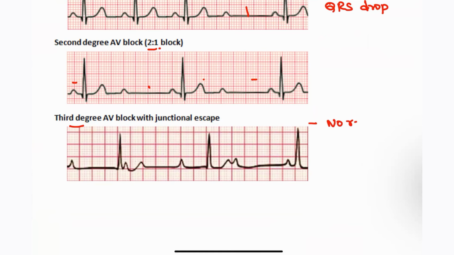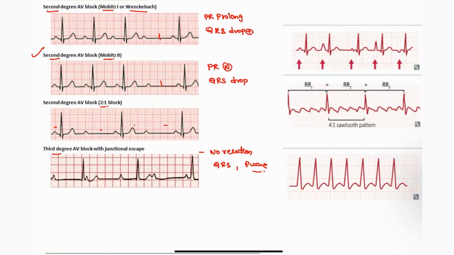Next, third degree heart block, complete collapse, no relation. Okay, there is no relation between the QRS complex and the P wave. That is for the complete heart block. So for second degree and third degree, the treatment will be a pacemaker. For both of these patients, we are going to give a pacemaker.